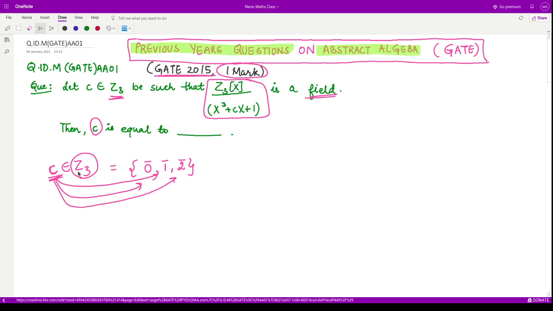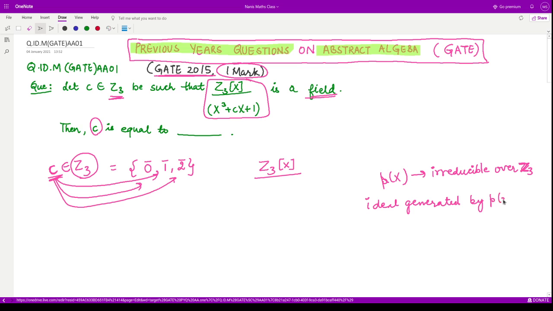So now we know C belongs to Z3. There's a result saying if Z3 is the given field, this is the given integral domain, and we choose a polynomial, say P(x), and if this polynomial is irreducible over Z3, this is important, over Z3, then the ideal which is generated by this polynomial P(x) is a maximal ideal. This is the result.